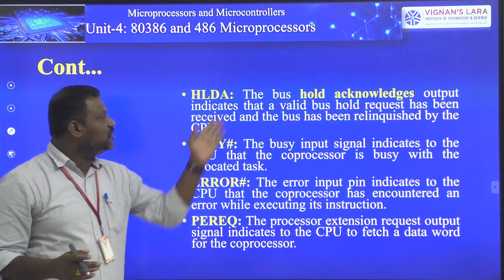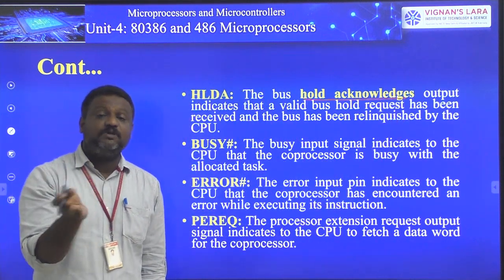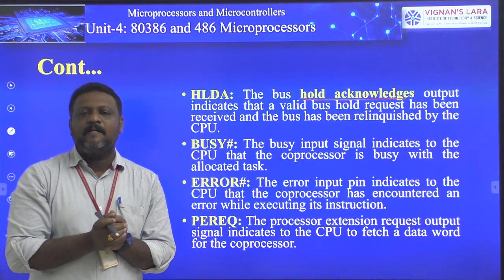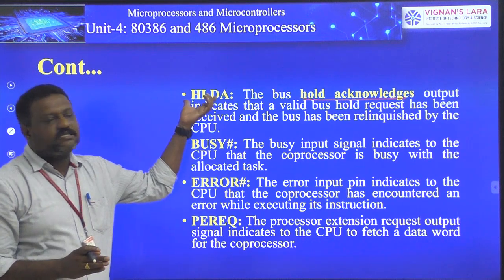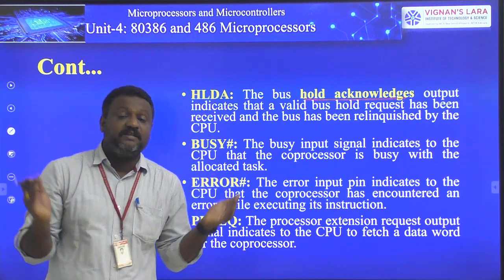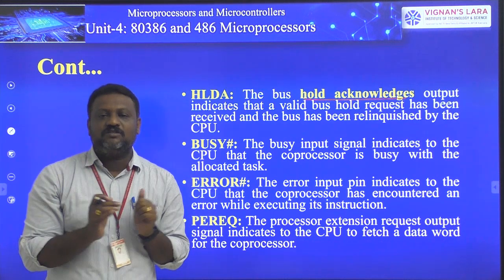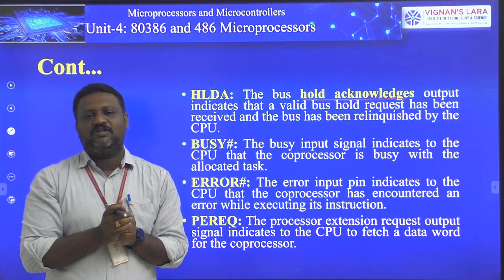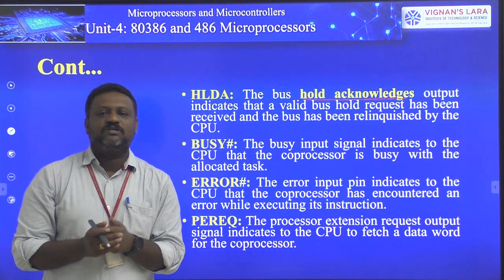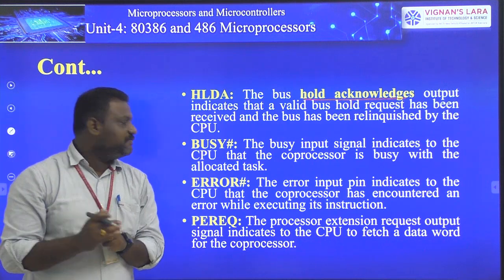HLDA means hold acknowledgement. This signal is generated by the processor. Once it accepts the hold request, it releases control over the system bus. At that time our CPU generates this hold acknowledgement signal, HLDA. Once this HLDA signal is received by the DMA controller, it knows that the CPU has released control over the system bus, and now it has to take control. So straight away your DMA controller takes control over the system bus, and it will use that system bus for its operation. So these HOLD and HLDA signals are very, very important.